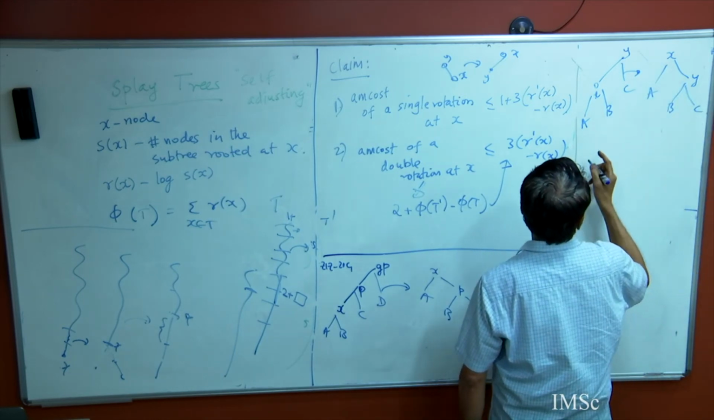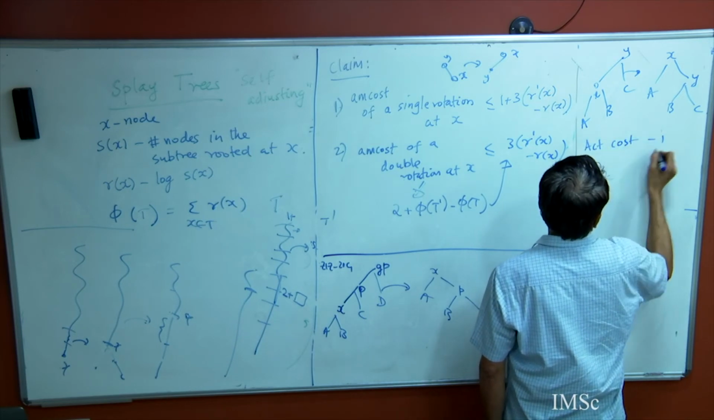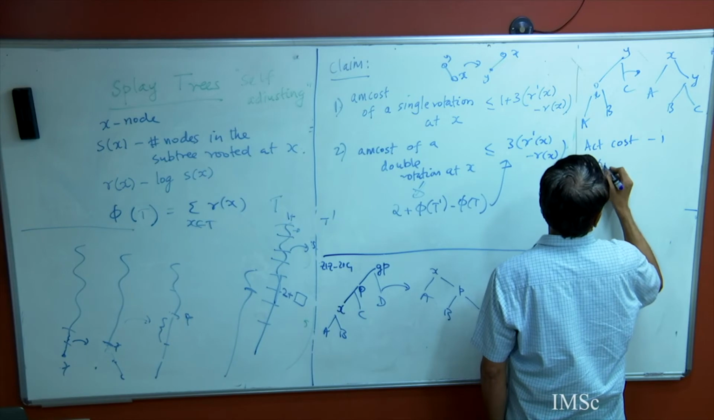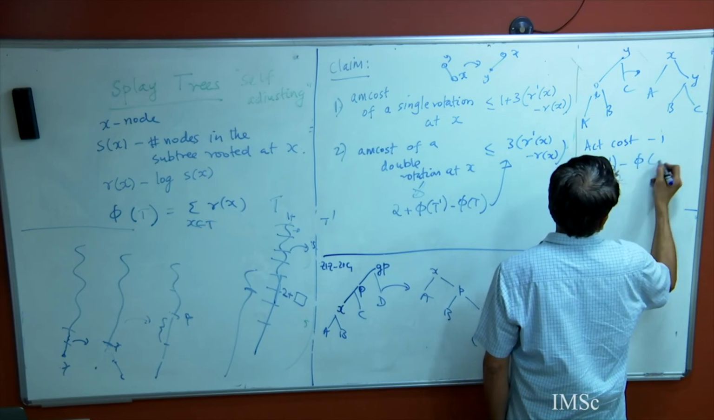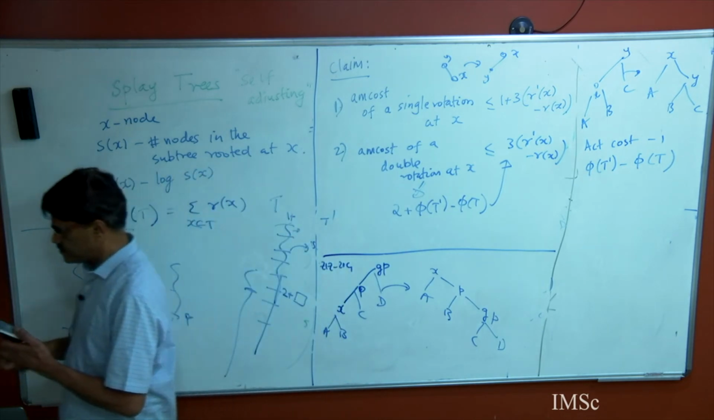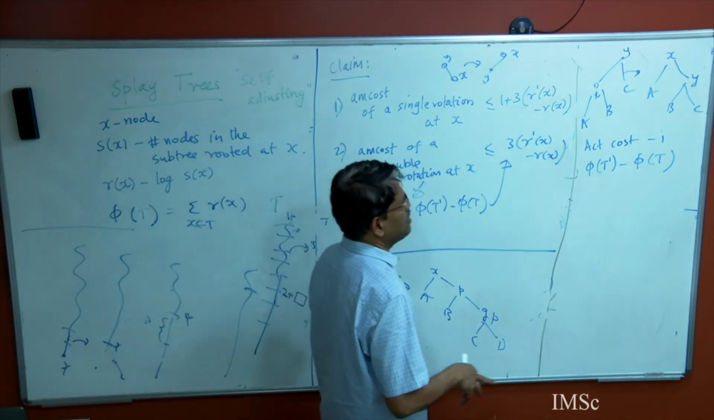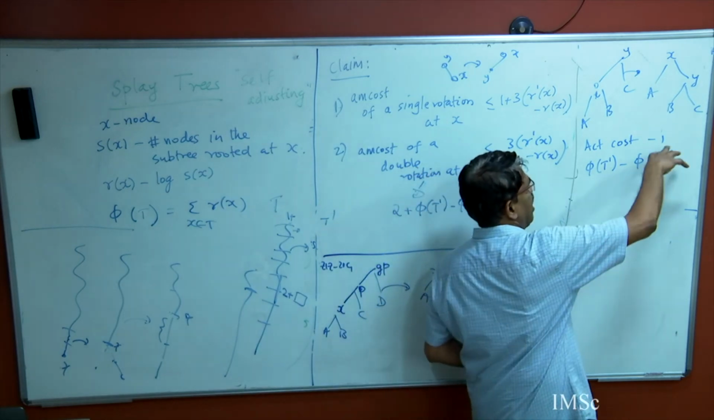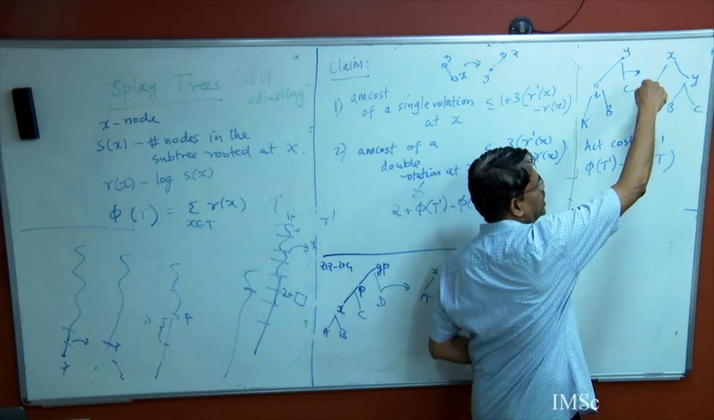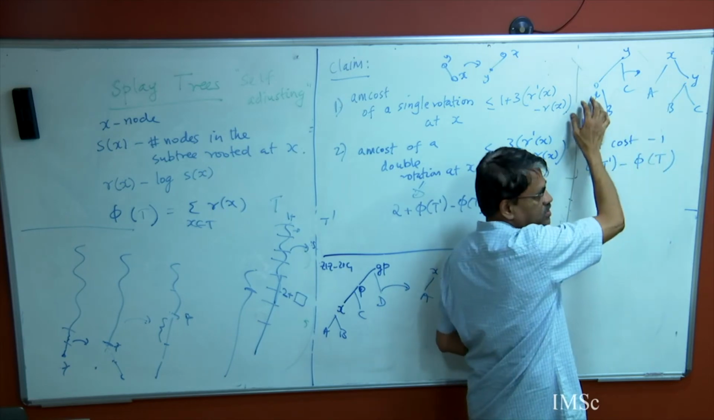So let's see, actual cost is 1, and what is phi of t prime minus phi of t, right? Well, phi of t prime is, take every node here, look at the log of S of x for every node, add them all, that's phi of t prime, same as here.